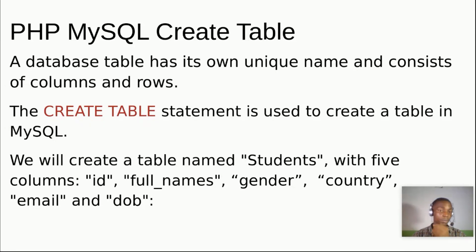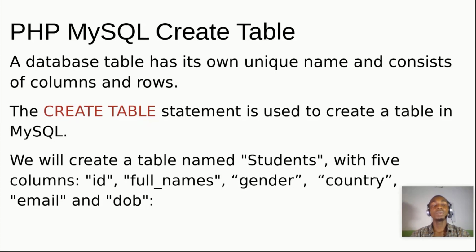So what we are going to be doing in this tutorial, we are going to be creating a table using PHP and MySQL. Like we said, a database table has its own unique name and consists of columns and rows, right? Yes, you cannot have a database with two database tables with the same name. No, it can't exist. So they have unique names and they are made up of columns and rows. So actually see that, right?